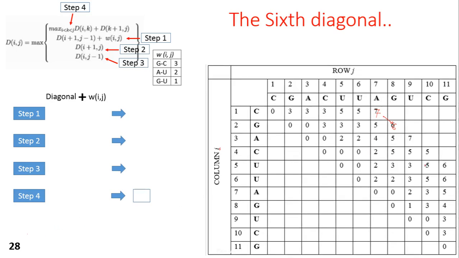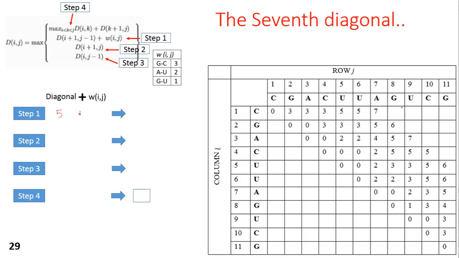Okay, so what is the next step? We need to move on to our 7th diagonal. I would just let you know what happens in the 7th diagonal. Over here, what is the previous diagonal box? Value at previous diagonal box, 5. Okay, can we add a weight value over here? This box corresponds to the alignment of G with C. Yes, we have got the weight value of 3. 5 plus 3, you would end up with 8.